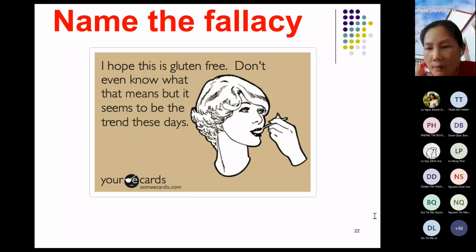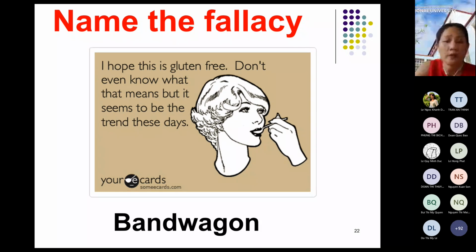This one, Ngô Lâm Đức Hạnh said that this is bandwagon. Bích Huệ also bandwagon. Trúc Na also bandwagon. Phương Vi also bandwagon, Hải Yến and Tuyên Dương also said bandwagon. So we could see that, yeah, that is the correct answer, isn't it? The person doesn't really know what the benefit of this is, but this seems like the trend these days, so I just follow it. So that is the bandwagon, and this happens very often in our daily life, isn't it?